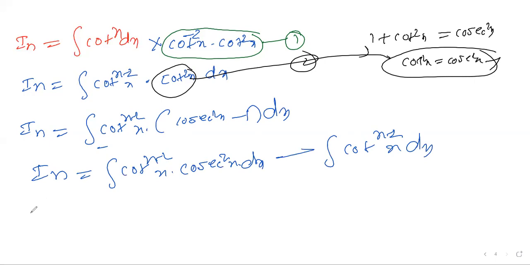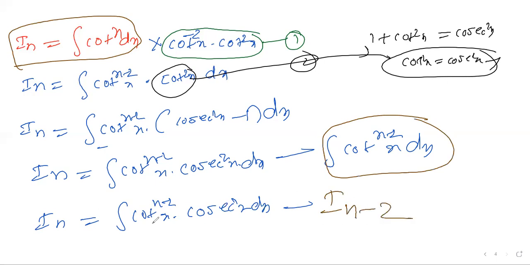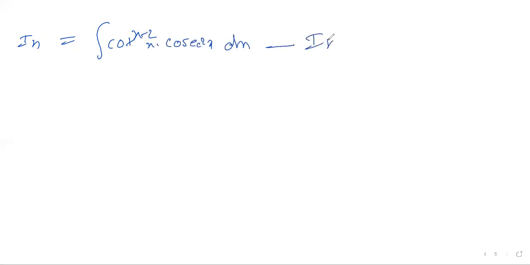So the similar process continues. In is equal to integration of cot power n minus 2x into cosecant square x dx. So step number 3: I can write in place of n, n minus 2, so cot power n minus 2 is equal to I n minus 2. Okay, this calculation I'll do on the next page. Now let us continue on the next page. In is equal to integration of cot power n minus 2x into cosecant square x dx minus I n minus 2. Still no problem at all, it's very clear.